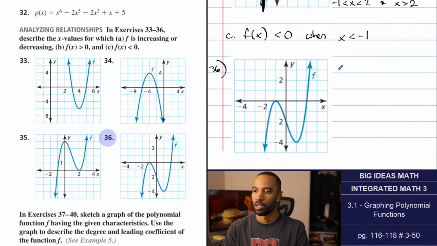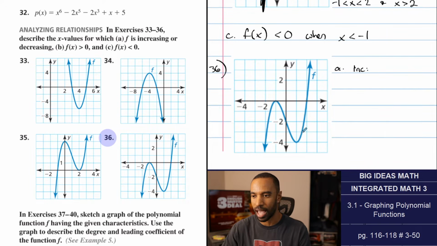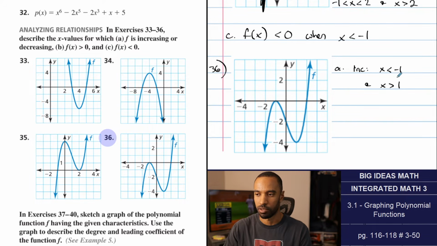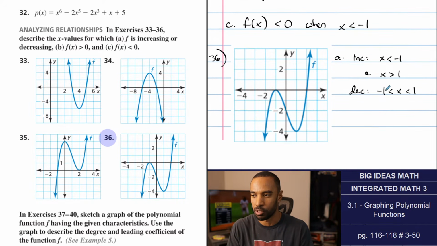All right. Part A. We're increasing. This time I'm not going to draw on it. We're increasing here up to -1, and we're increasing after x equals 1. So increasing here and here. We're increasing when x is less than -1 and when x is greater than 1. We're decreasing between -1 and 1. Just like before, we had two different sets of increases and decreasing was in between.